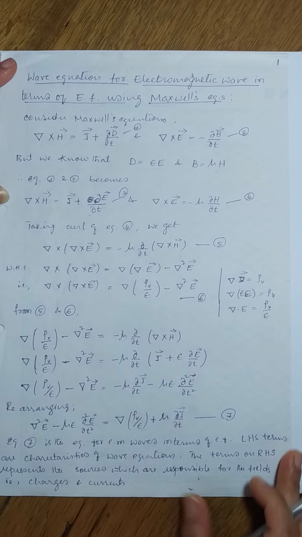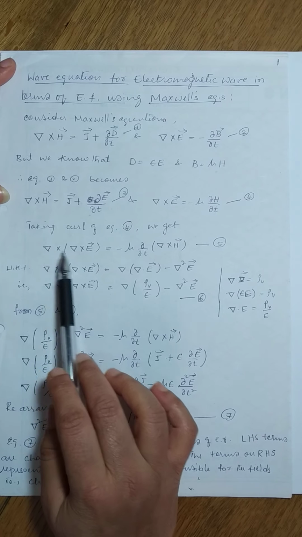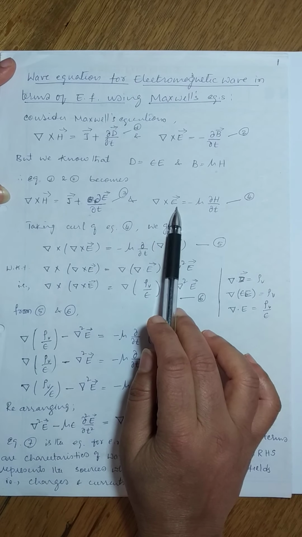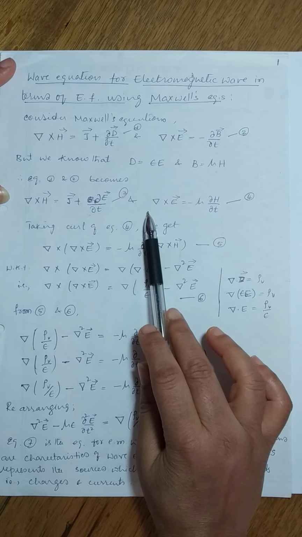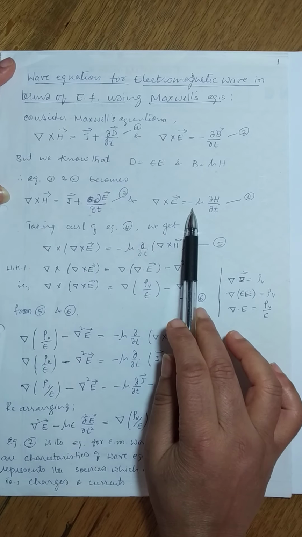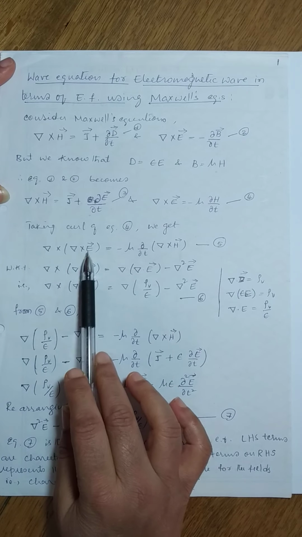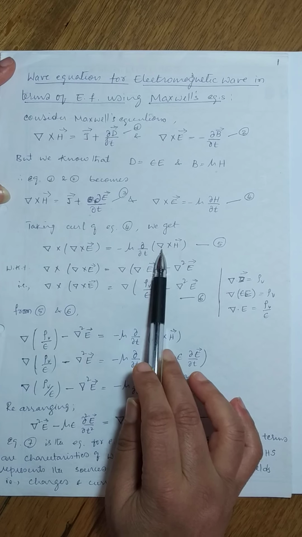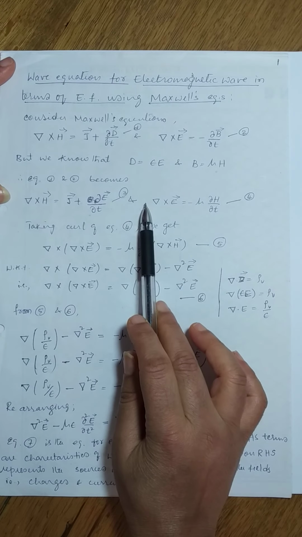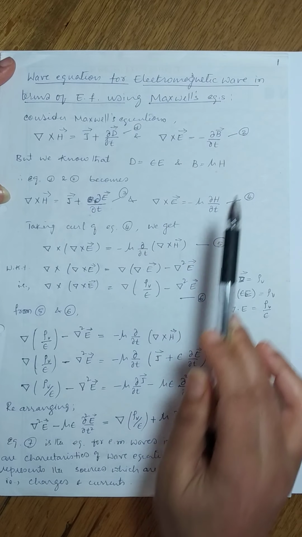Now let us take curl of E, means let us take curl of equation 4. Taking curl on both sides of equation 4, we can write curl of curl of E is equal to minus mu dou by dou t of curl of H. Have taken curl of left hand side and curl of right hand side.